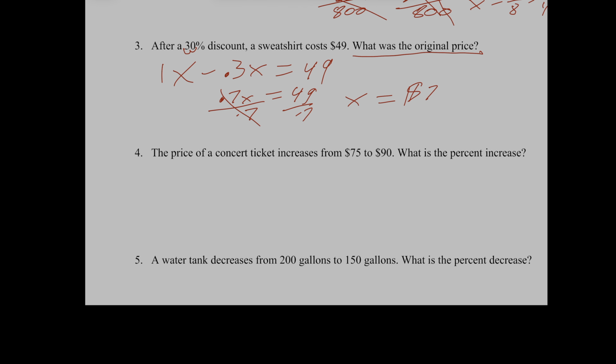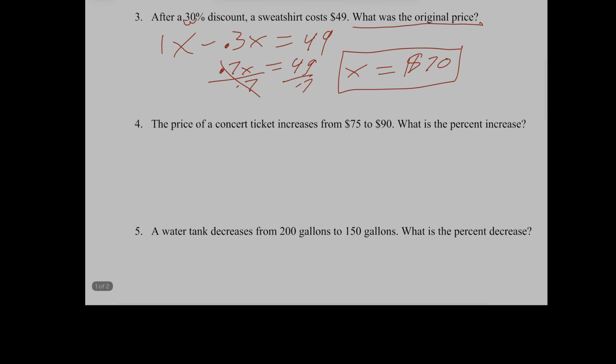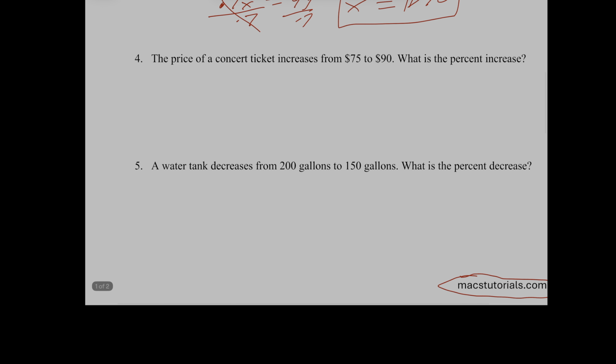So it started at $70, and after taking 30% off, you're going to end up with $49. All right. The price of a concert ticket increases from 75 to 90. The original is 75, the final is 90. Okay? So now I'm going to add a percent increase. So I'm going to add whatever the original is times that percent increase, and that is the setup. So don't forget to write that original twice.